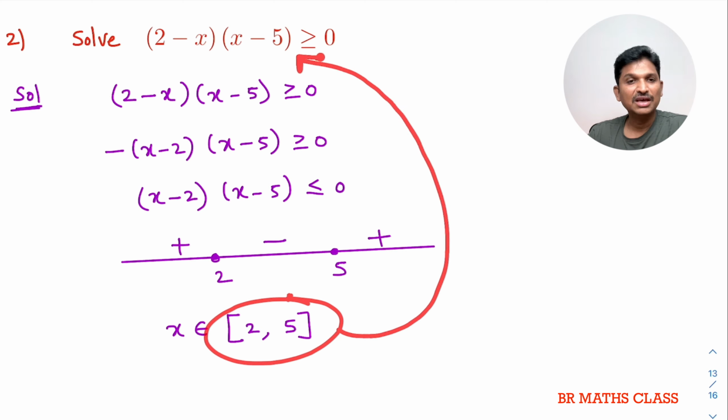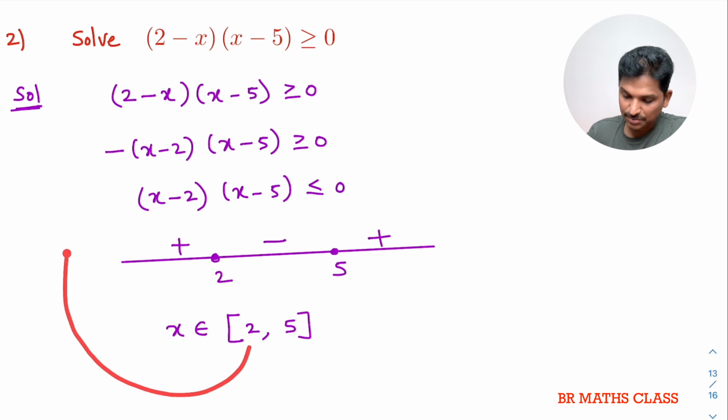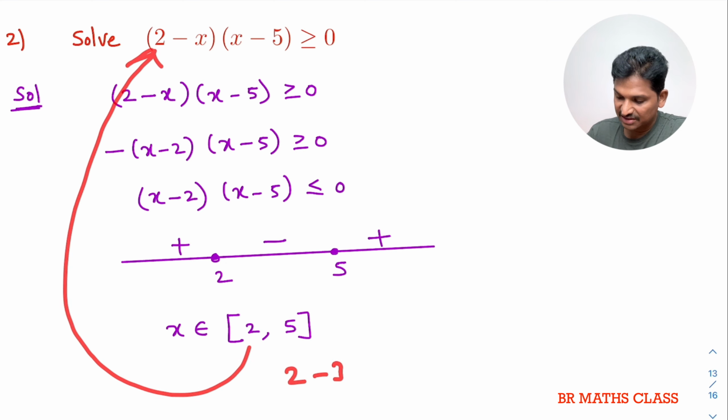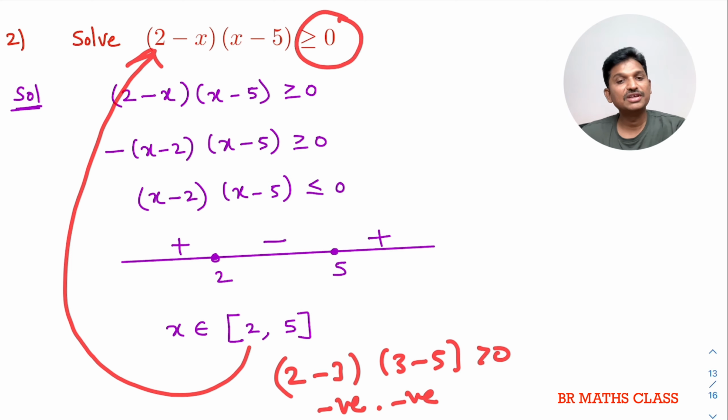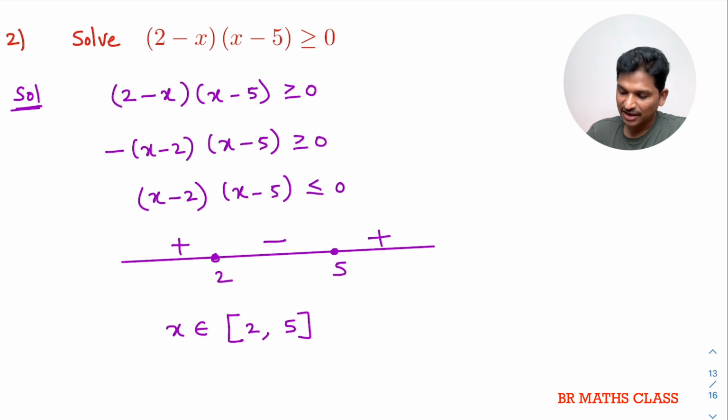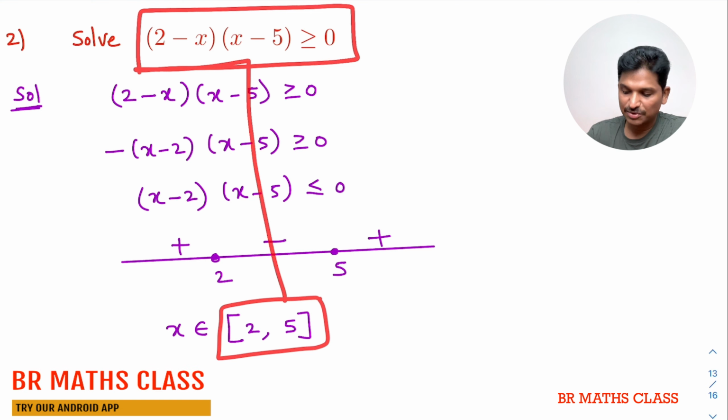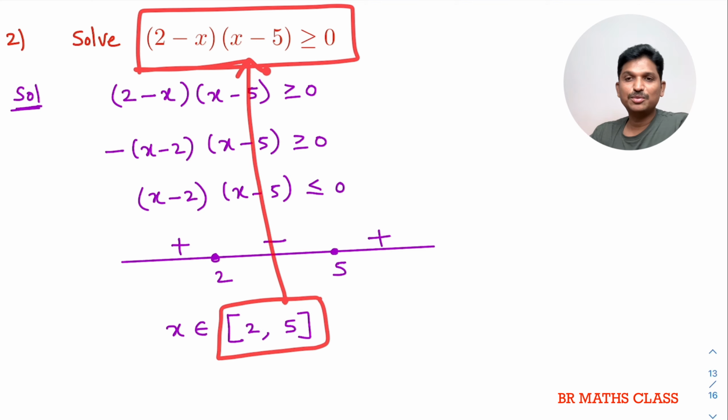It 100% satisfies. Substitute 3 in this. What you will get? (2 minus 3) into (3 minus 5). 2 minus 3 is negative. 3 minus 5 is also negative. Negative into negative is positive. Here greater than or equal to 0 is there. I hope you are understanding what I am trying to say. You take any number in this interval, that is the solution of this inequality. It means if I substitute any number from this interval in this inequality, it 100% satisfies.